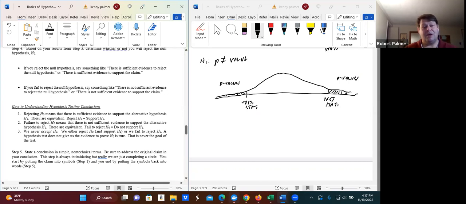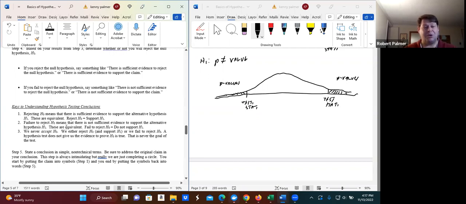Okay, so a few more keys to understanding. Let me just read these. Rejecting H0, the null hypothesis, means that there's sufficient evidence to support the alternate hypothesis. These are equivalent: rejecting H0 and supporting H1. Once again, we're not claiming absolutely that one or the other is true. We're simply saying there's enough evidence to support it.